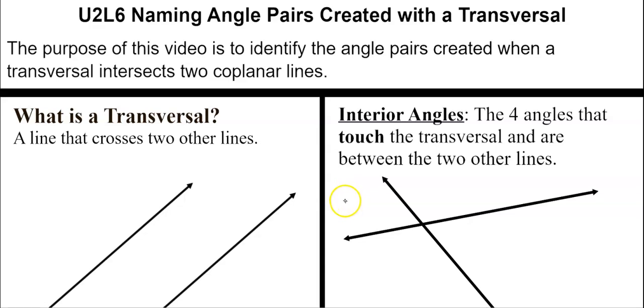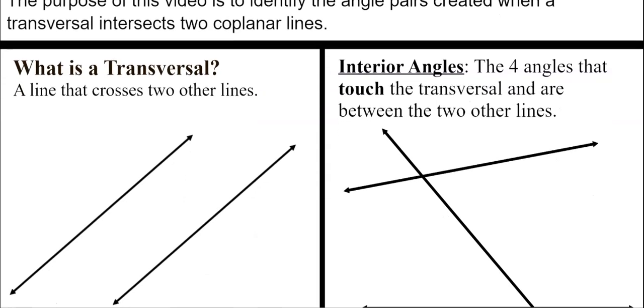Hey there, Patriots. In this video, I'm going to make 8 angles by 2 lines being cut by a transversal. We're going to pair those angles up and name those angles.